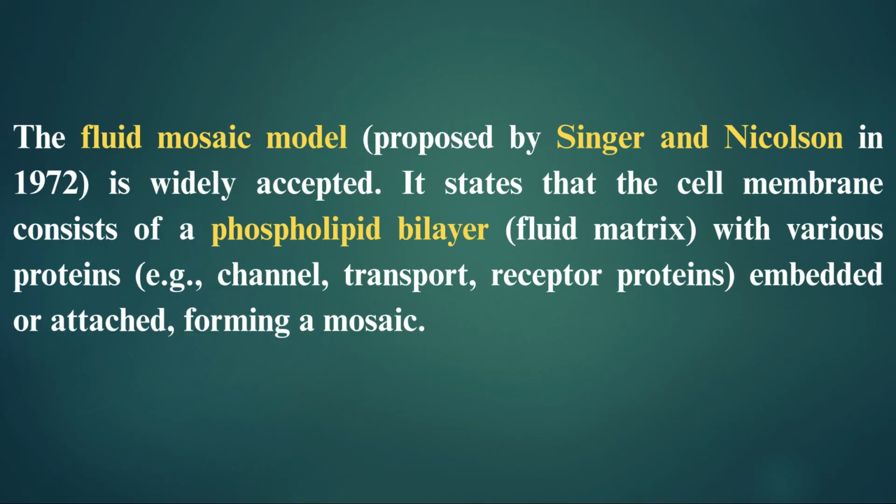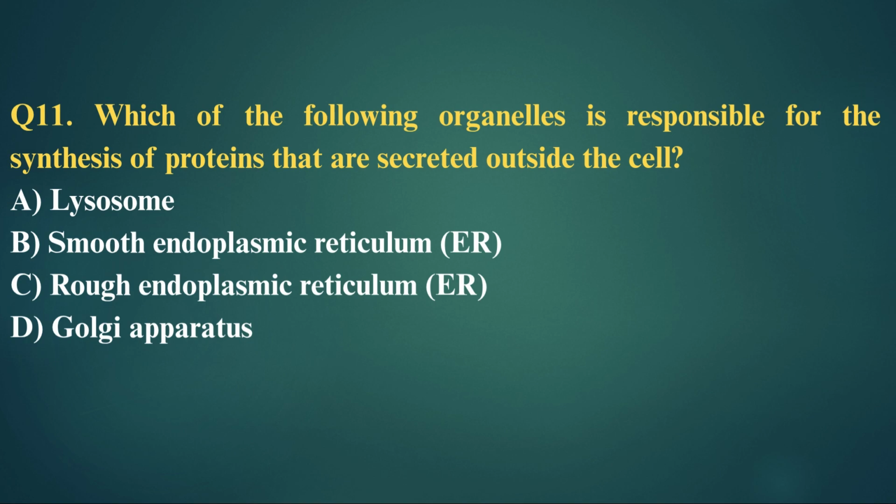The fluid mosaic model, proposed by Singer and Nicholson in 1972, is widely accepted. It states that the cell membrane consists of a phospholipid bilayer, a fluid matrix, with various proteins embedded or attached, forming a mosaic.